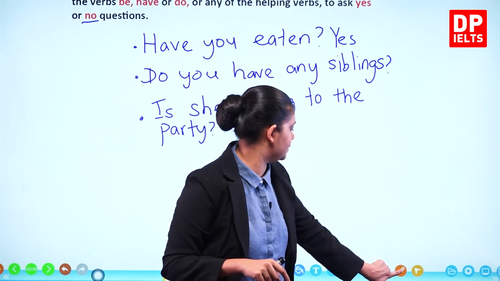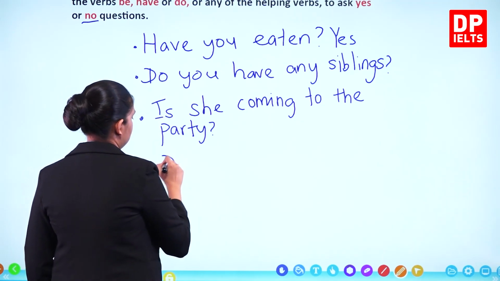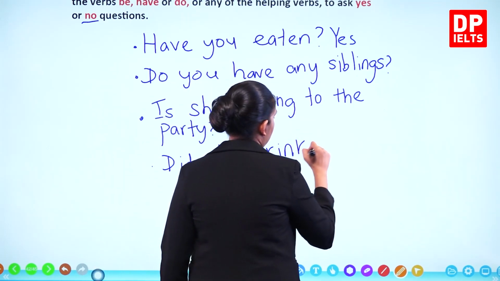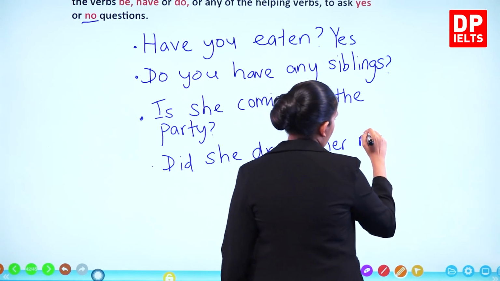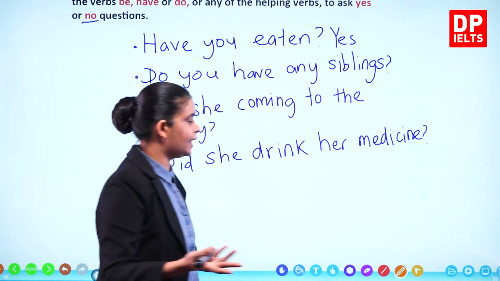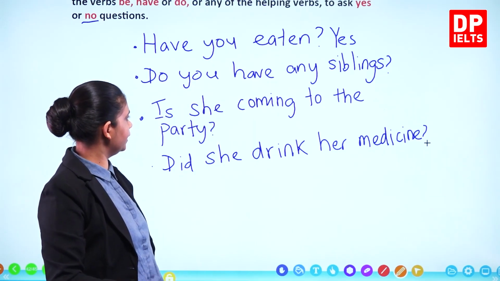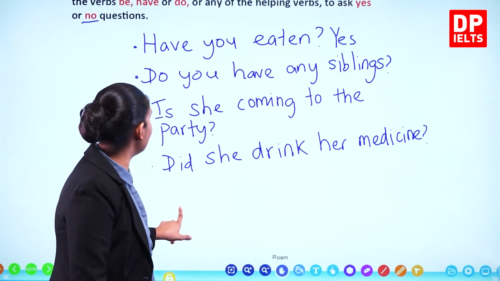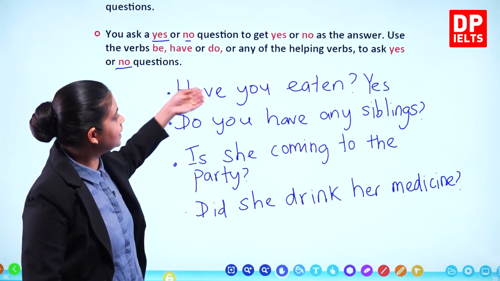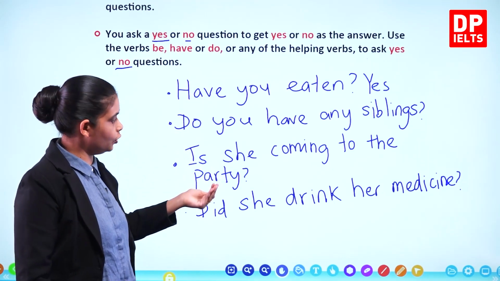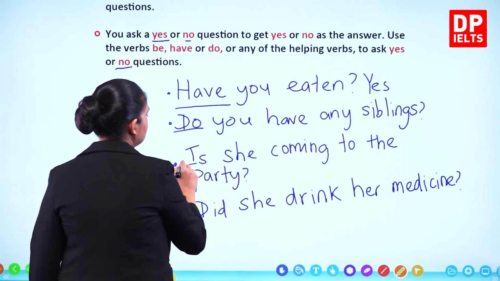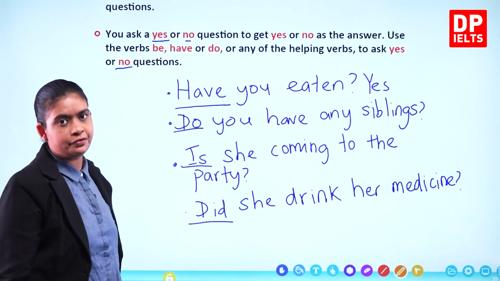Let's see some more examples. Did she drink her medicine? Yes or no? So if we take yes no questions, it means that you should get the answer as a yes or no. So you can use any helping verb at the start to get that kind of answer.